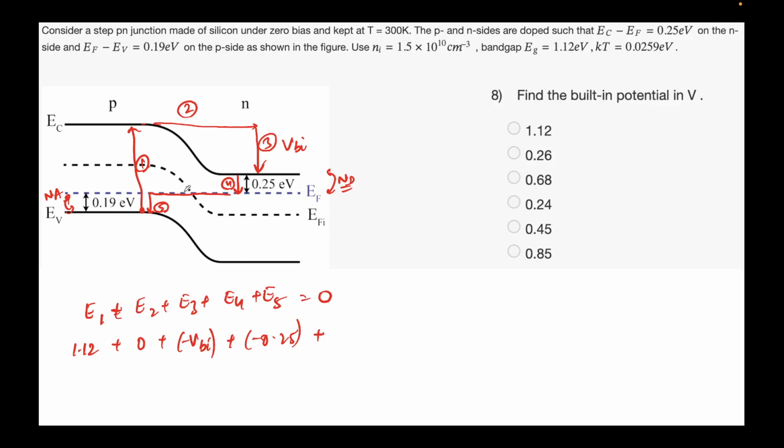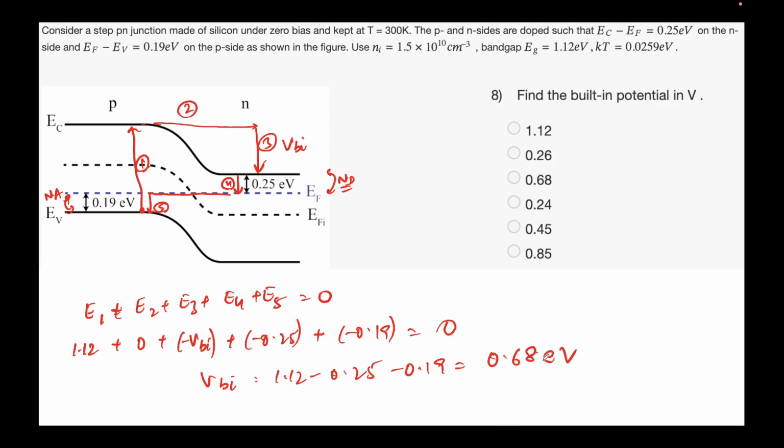Again, you travel horizontal. I'm not counting that. And fifth, you drop vertically again. This is nothing but minus 0.19. Should be equal to 0. Again, why 0? Because it's a round trip. From this, you get VBI equal to 1.12 minus 0.25 minus 0.19. Let's do that. 1.12 minus 0.25 minus 0.19. This value is coming out to be 0.68 eV.